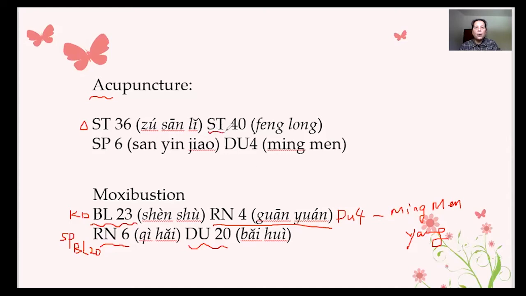And Stomach 40 will still resolve phlegm and dampness. So Du 4 here is still good for moxa. And Spleen 6, even Spleen 6, we can still moxa. So that's generally cold inside, cold dampness blocking, and then causing the jaundice.